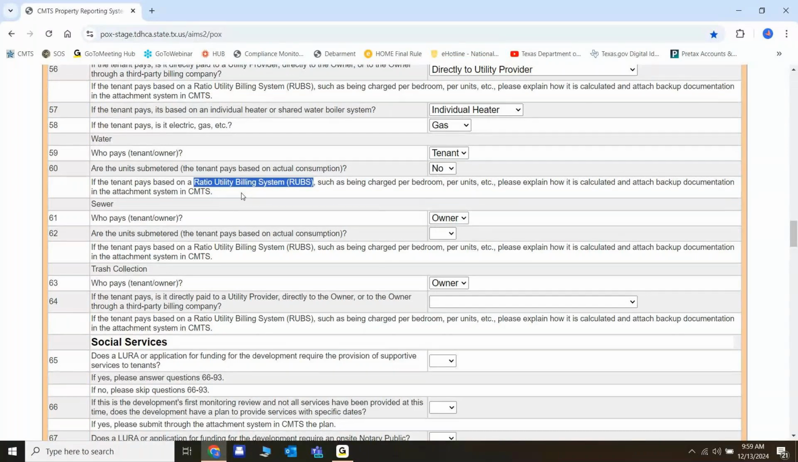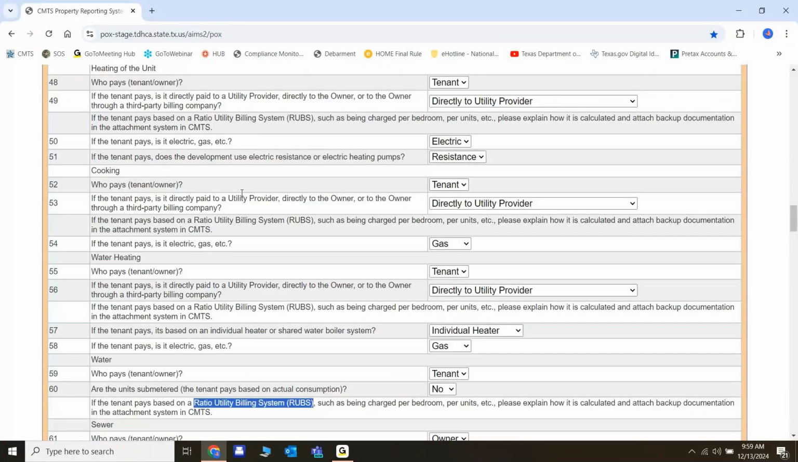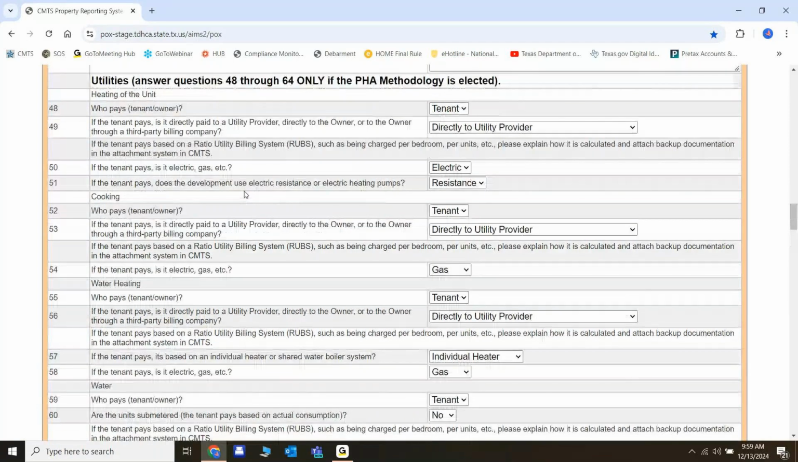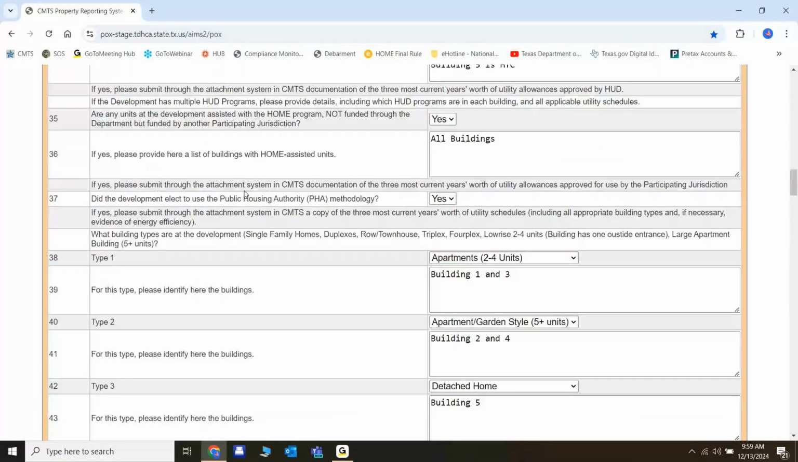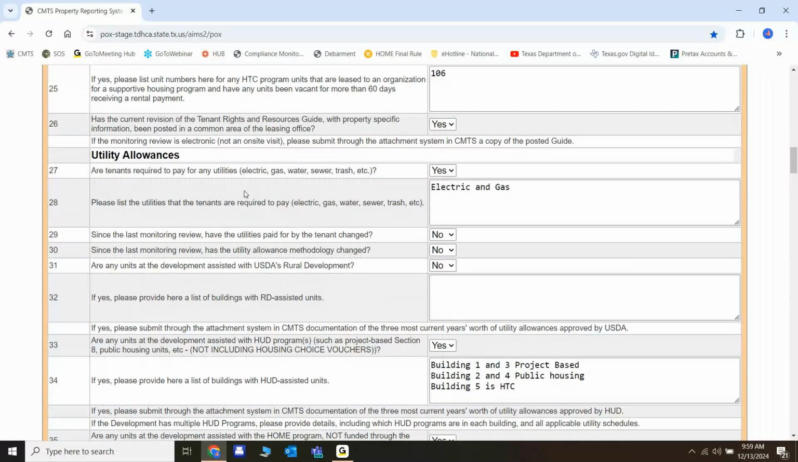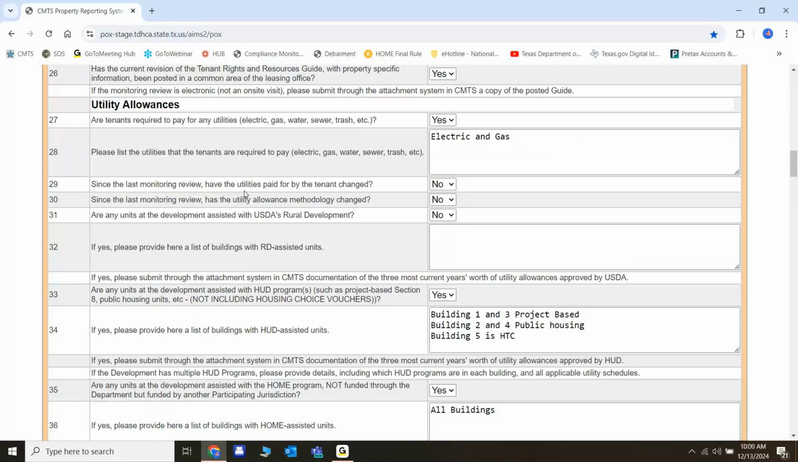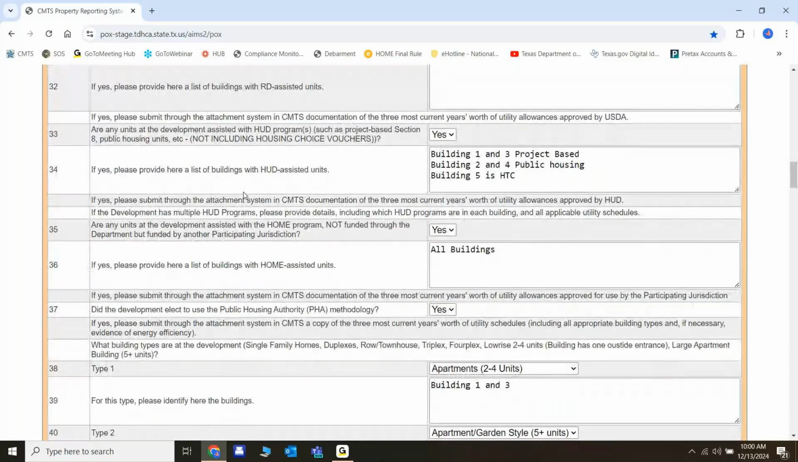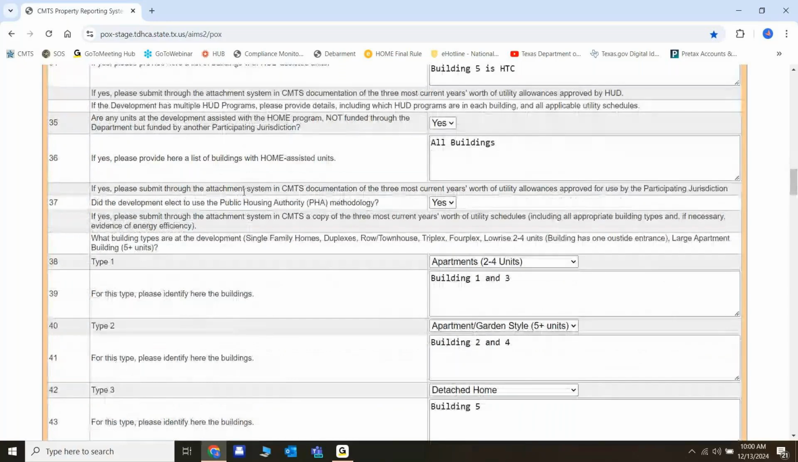So 48 through 64 are only if you elected to use the Public Housing Authority, because all these other systems, like HUD, RD, all of those, you're going to submit those to us and we're going to say they've already been approved by USDA. If it's HUD, you're going to submit that to us. This has already been approved by HUD. If it's a PJ from another HOME program that is not the department's, great. They've already reviewed and approved this.